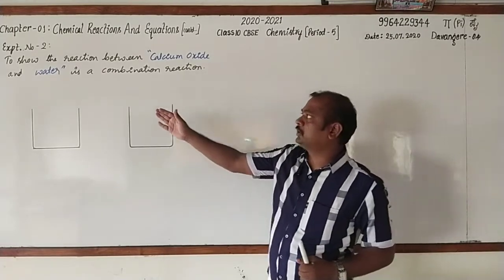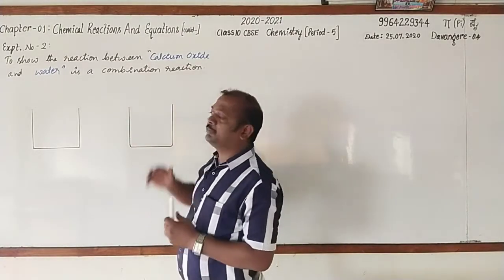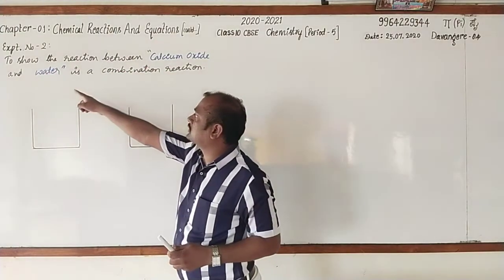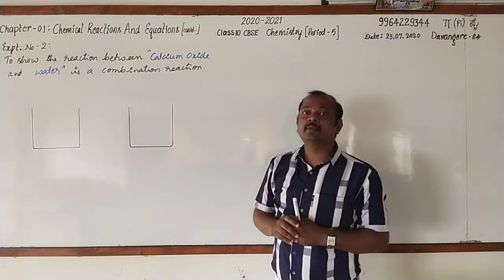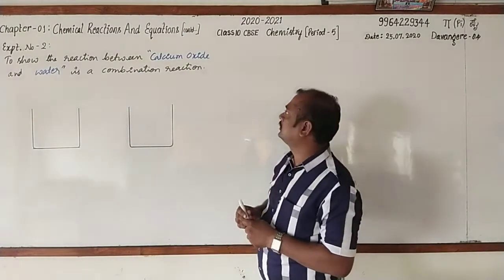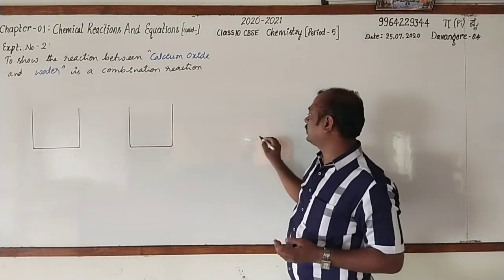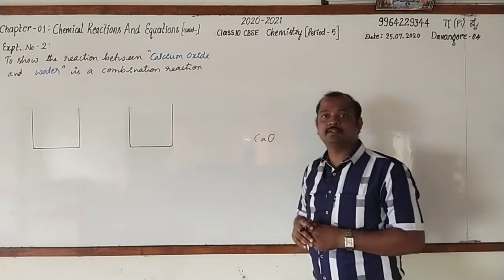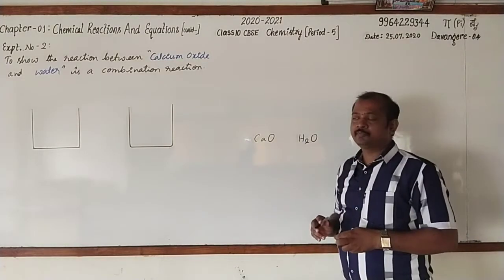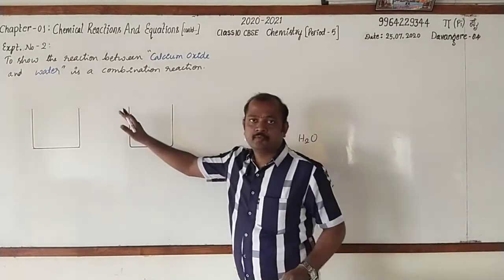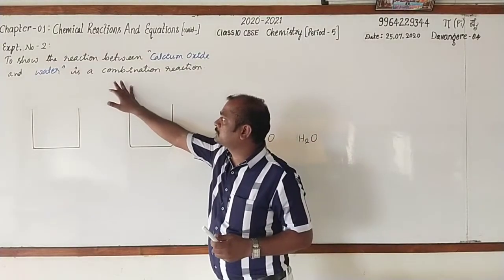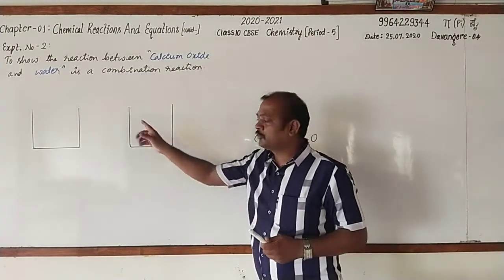Let's move on to another experiment. This is also very important with respect to combination reaction. Observe it. To show the reaction between calcium oxide and water is a combination reaction. We are familiar with both the compounds. Calcium oxide, what is its molecular formula? Yes, you are right. It is CaO. Then water, it is H2O. Observe it. Now, first let us find out what materials are required for conducting the experiment with respect to this. I'll go for drawing the figure.